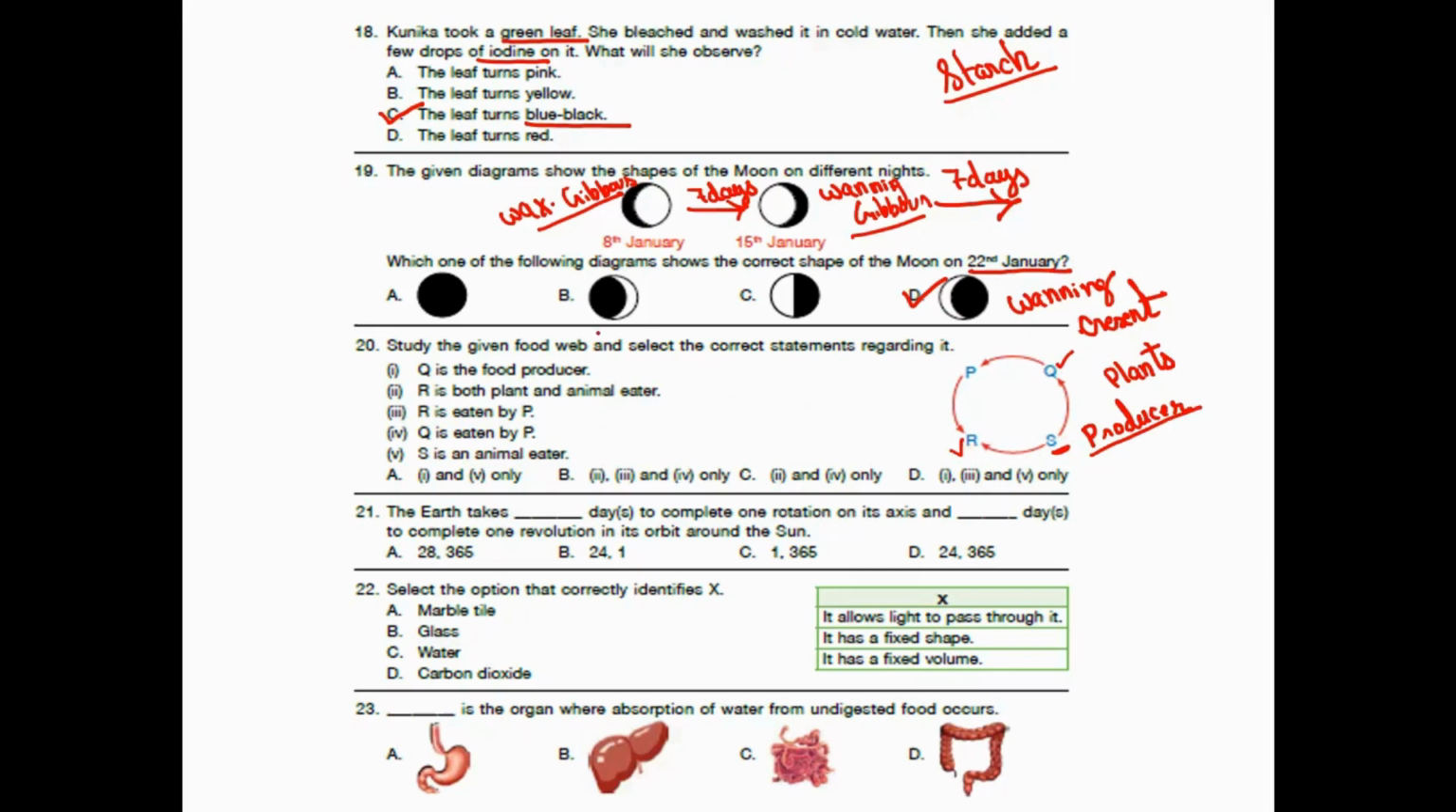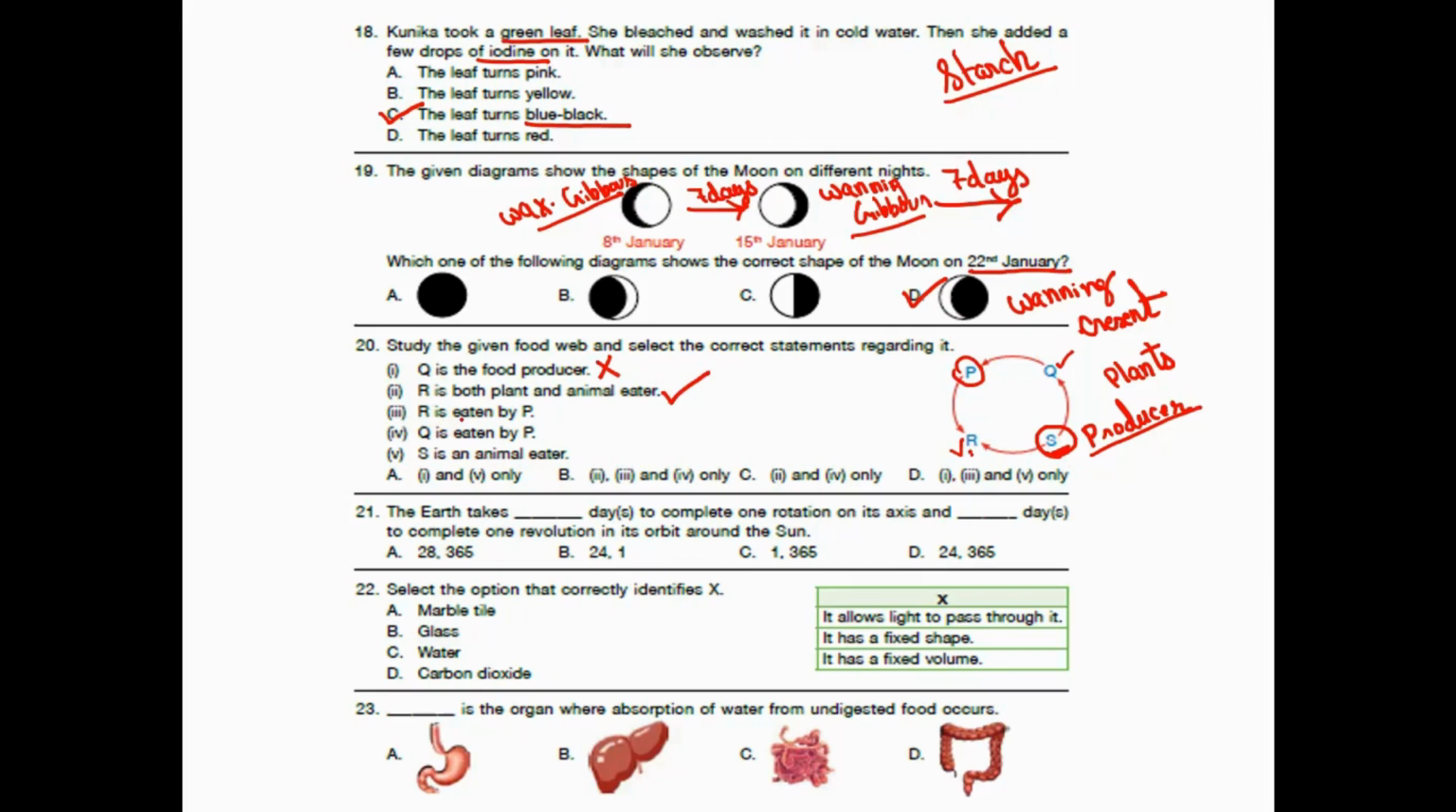So let's see the options that are given. The first option says Q is the food producer. So Q is not a food producer. Here we can already see that S is the food producer. So this is the wrong statement. Option number 2 says R is both plant and animal eater. Here we can see R is eating S. S is a plant and R is eating P. So P can be another animal. So this is the correct statement. Why? Because R is an omnivore and it is eating both plant and animal.